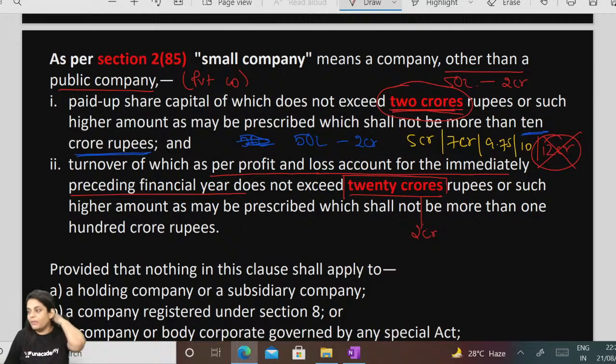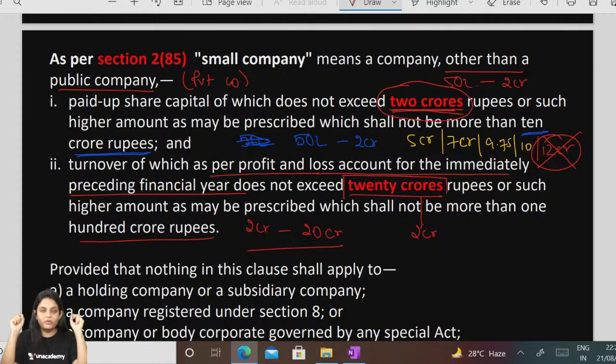If you see in the book, you will see this as 2 crores. Please make this 2 crores as 20 crores. It is 20 crores now. So same thing, or such higher amount as may be prescribed which shall not be more than 100 crores. So the maximum power is 100 crores. Earlier it was 2 crores and now they have made it 20 crores. I hope it is clear to everyone.